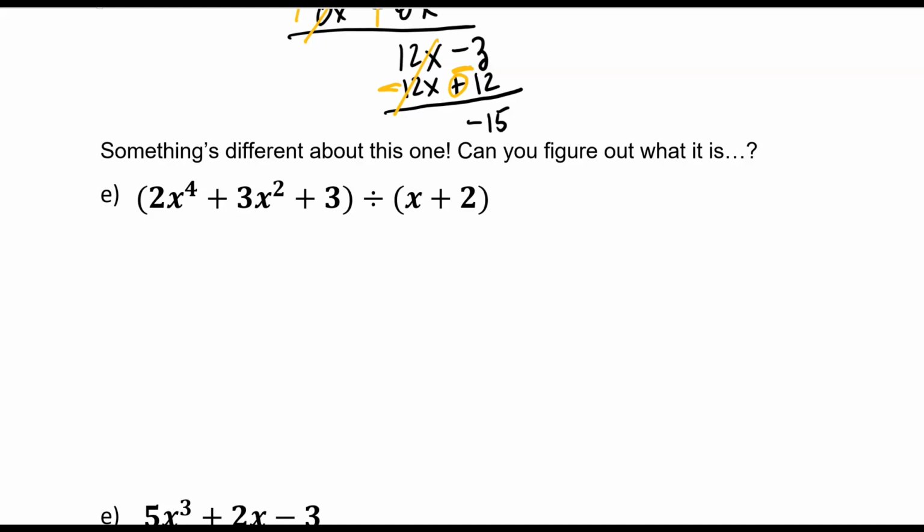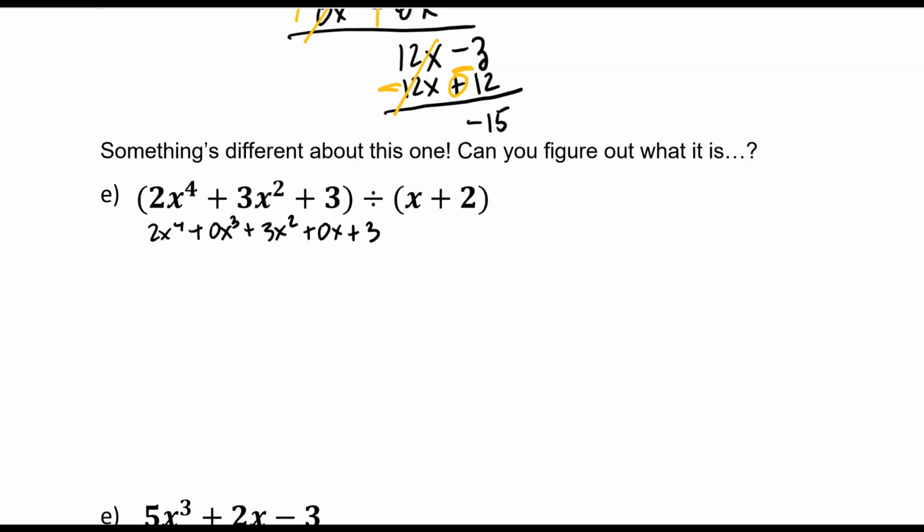So notice we don't have all of the powers here. So we have 2x to the 4, but we're missing x to the third. So we're going to replace it with 0x to the third. We have 3x squared, but we're missing x. So we'll put 0x plus 3. We can't simply put x because that means 1x, and obviously there's no 1x. 0x is 0 times x, which is really 0.